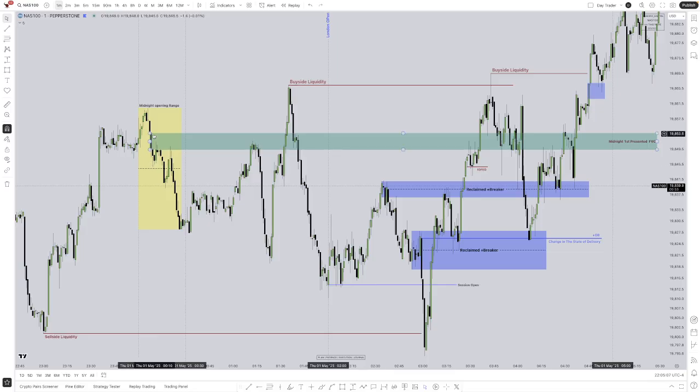So that's the first presented displacement. A displacement is in itself a form of a PDRA. So that's a first presented PDRA inside this midnight opening range right there. Okay, so how are we going to use this first presented fair value gap? Look at how influential it is right there. That's another thing that makes it stand out instead of that one or that one.